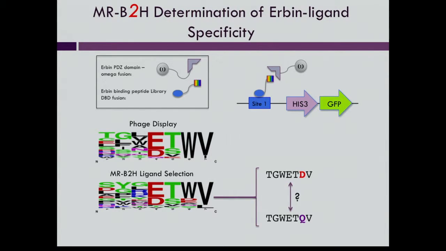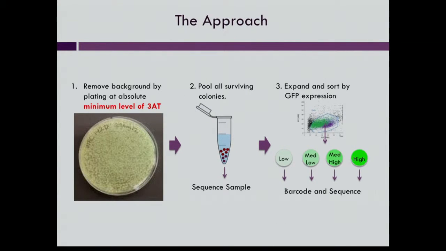So since this was a selection, we know that these things survive the threshold that we set. We don't know if there's a difference between the peptides that we select. So that's where GFP comes in, is that we can then start to tease out, are there differences in these things that met our threshold? So the process that we are now taking is we do a selection where we provide a very minimal level of 3AT, or a minimal selection.